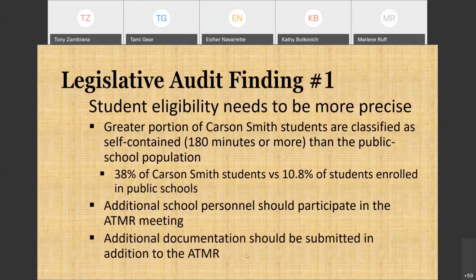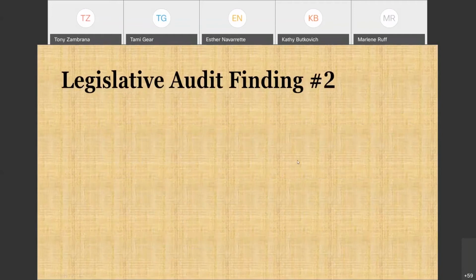They also said that additional documentation should be submitted in addition to the ATMR. So some of you may have noticed that we are asking for some additional documentation, including some of those evaluation results, so that if the ATMR says they need to be a level 2, that additional documentation can back up what that decision is. And so that's what the legislative auditors found for legislative audit finding number 1.